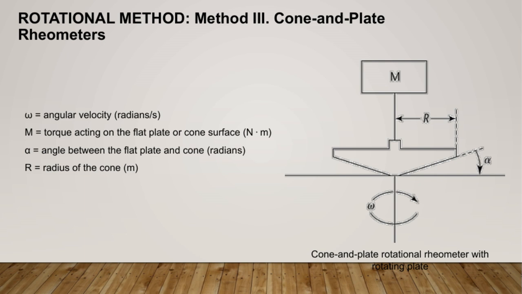The radius of the cone, R, is an important geometric parameter, measured in meters, as it determines the surface area interacting with the fluid. Overall, this rotational method allows us to precisely analyze the rheological behavior of complex fluids by controlling the shear conditions and measuring the resulting torque. It's especially useful because it provides a uniform shear rate across the sample, leading to accurate and reliable data. Understanding these key parameters helps us interpret the fluid's flow characteristics, which is central to our broader goal of characterizing material behavior under different conditions.